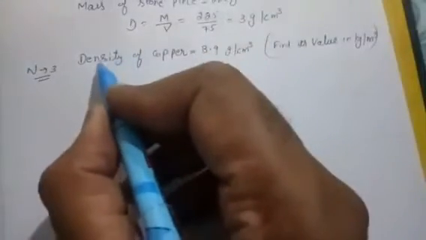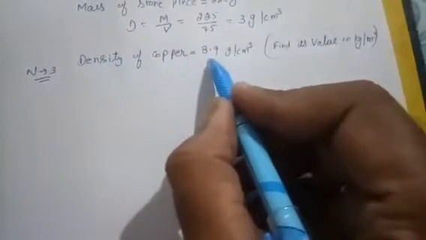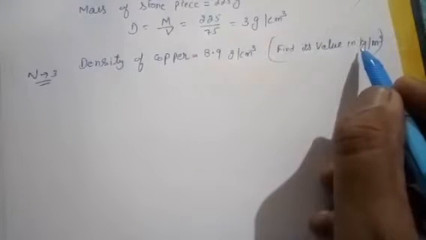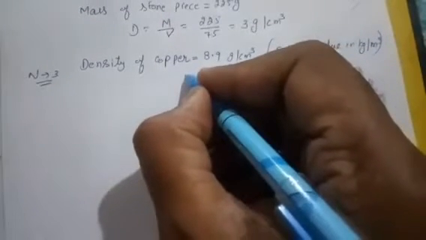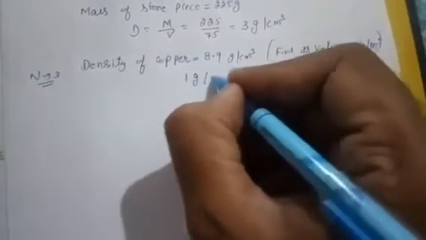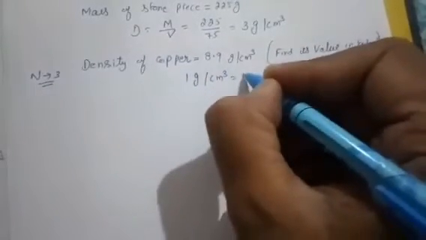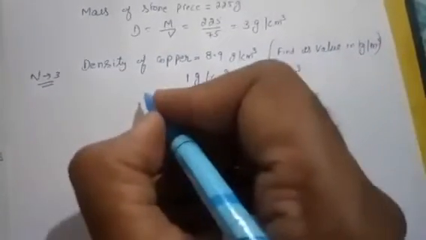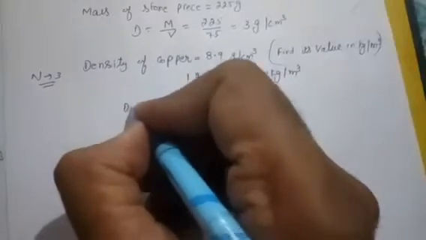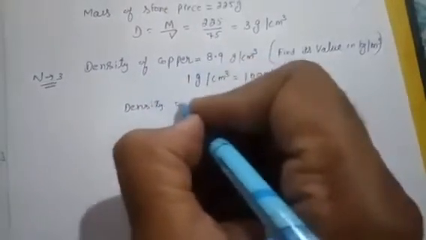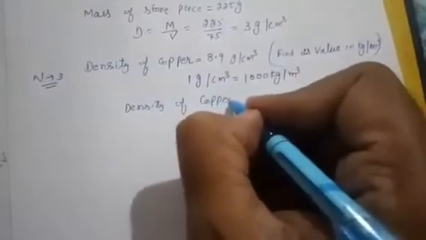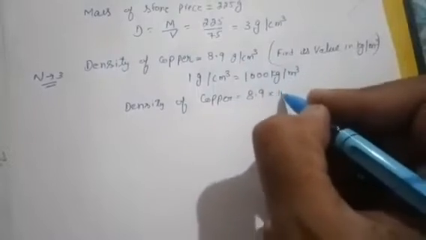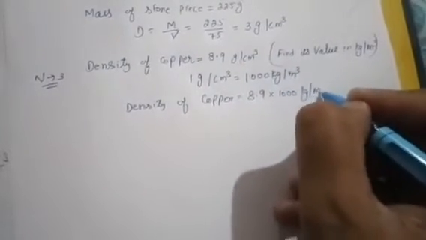In the third numerical, they are giving the density of copper equal to 8.9 gram per centimeter cube and asking to find its value in kilogram per meter cube. This is once again very simple. As we know, 1 gram per centimeter cube equals 1000 kilogram per meter cube. So for the density of copper, 8.9, instead of gram per centimeter cube, you will multiply it with 1000 kilogram per meter cube.